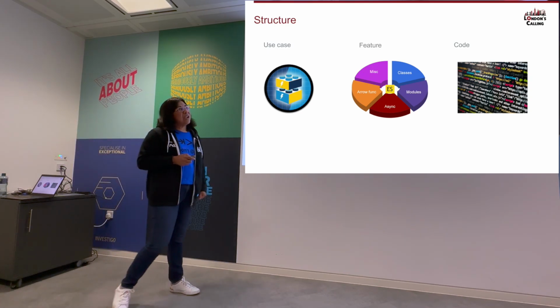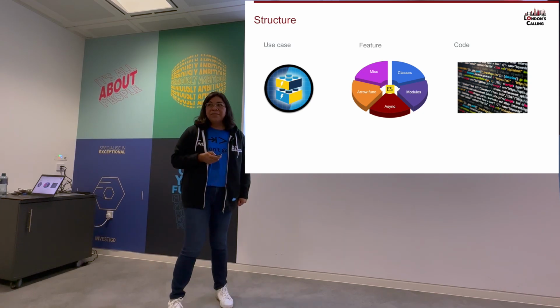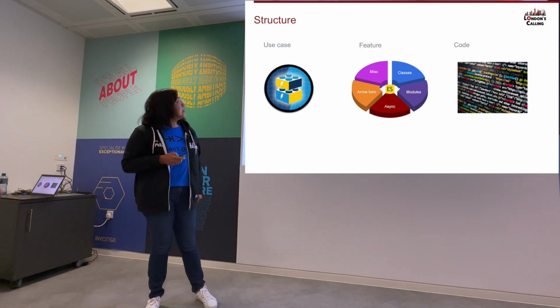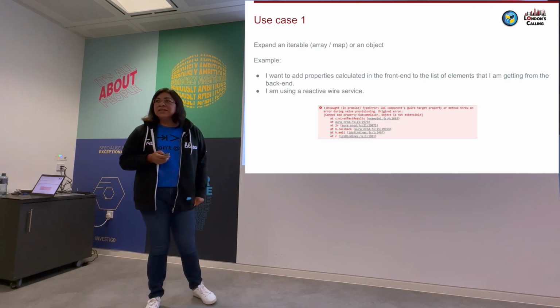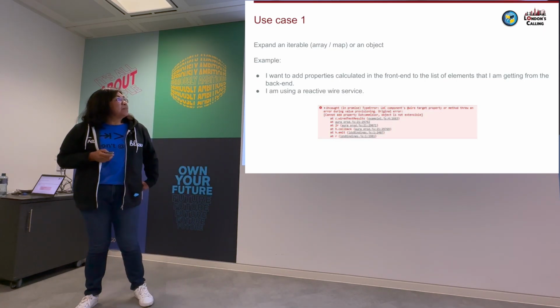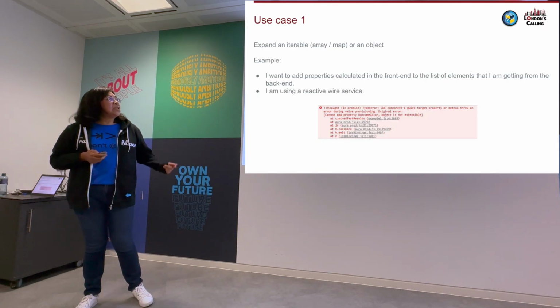And then we'll see some examples of code. Yeah, it's lots of code here. So the first use case is when you want to expand an iterable, like when you have an array or a map or an object.